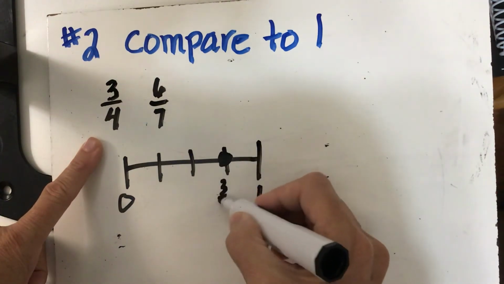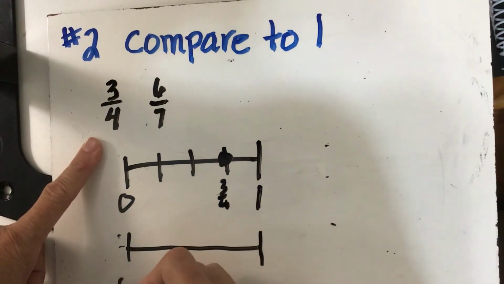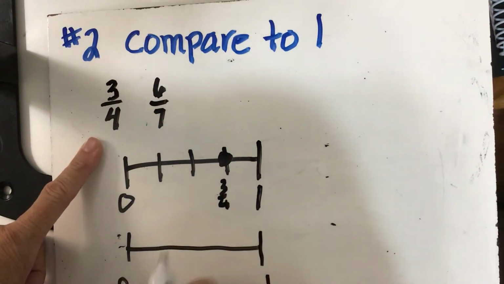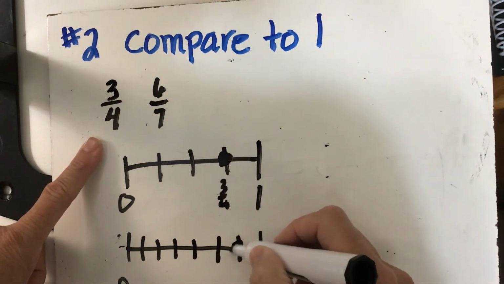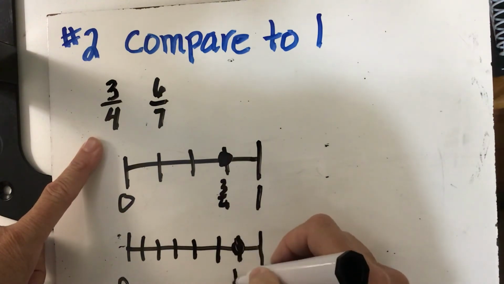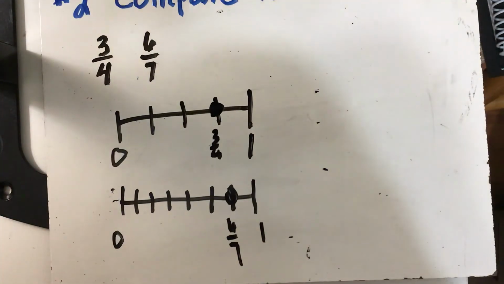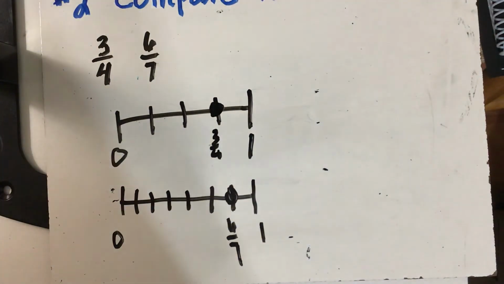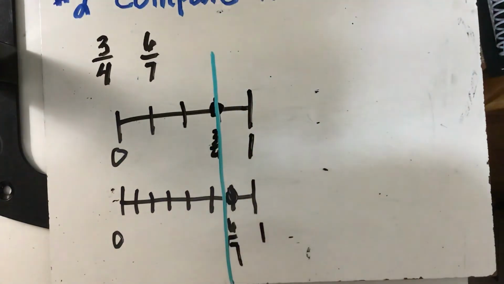That's 3/4. And then I'm going to make my second number line the same size, 0 to 1, and I have to partition it into 7 parts. 1, 2, 3, 4, 5, 6, 7. Oh, I did pretty good there. 6/7 is going to be right here, the 6th out of the 7 marks on the number line. So here I can easily see that this fraction is smaller.